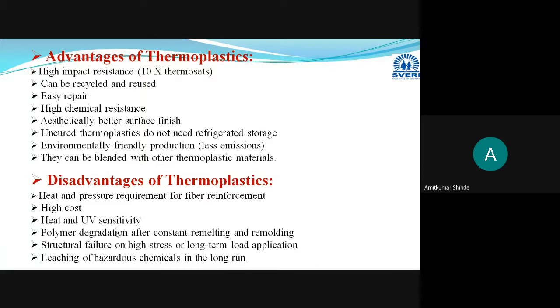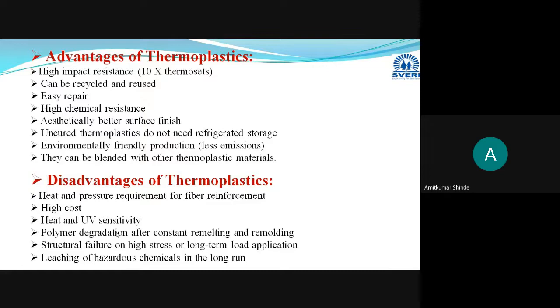Then uncured plastics do not need refrigerated storage. Or it can be stored at some normal place. Refrigeration is not required. Uncured means the process of manufacturing is not completed yet. That's why it is termed uncured thermoplastic. And it does not require any refrigeration for storage purposes.